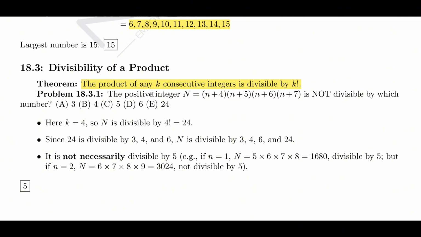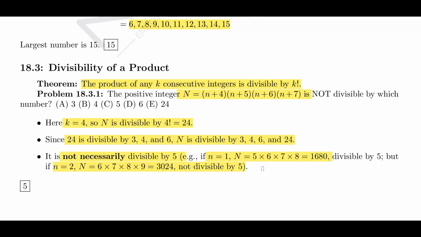Let's test this idea with a problem. The number N equals (n plus 4) times (n plus 5) times (n plus 6) times (n plus 7). This is a product of 4 consecutive integers. According to the theorem, it must be divisible by 4 factorial, which is 24. That means it's automatically divisible by 3, 4, 6, and 24. But is it always divisible by 5? Not necessarily. If n equals 1, then the product includes a 5, so it is divisible by 5. But if n equals 2, then the numbers are 6, 7, 8, 9, which do not include a 5, so the product is not divisible by 5. Therefore, the correct answer is 5.